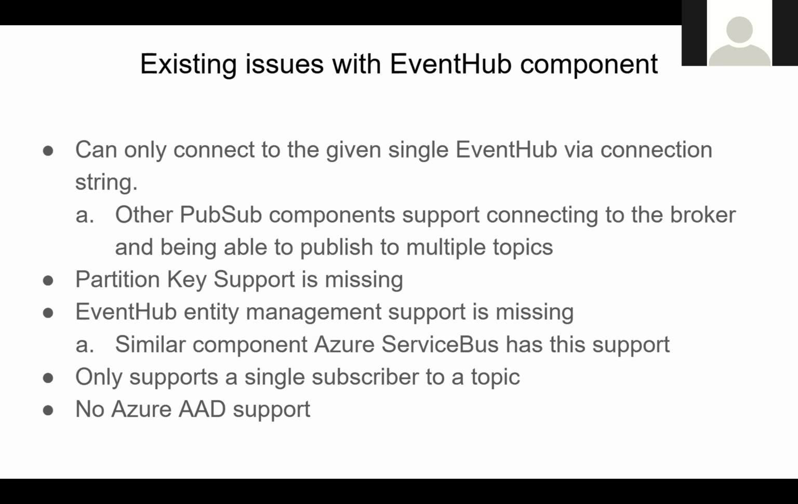You just connect to a single event hub and the topic fields in the incoming requests for both publish and subscribe are not directly honored. They're just not used at all. The other one is there's no partition key support for publish. Enabling partition key support in Event Hubs also guarantees in-order processing. That's by design of Event Hubs. So that was missing. The other one is Event Hubs entity management support is missing.